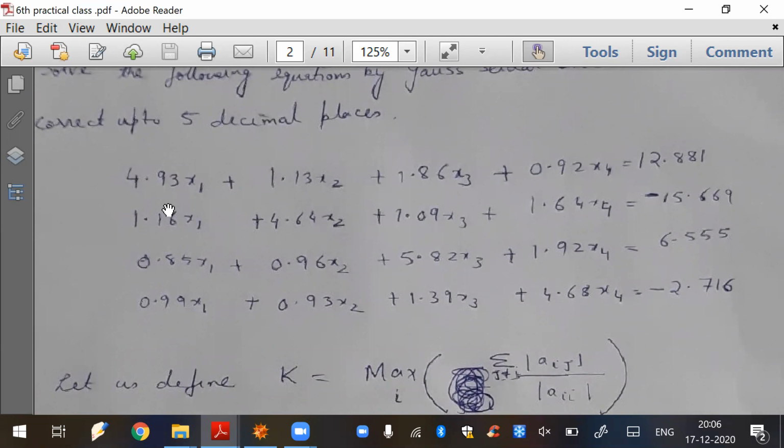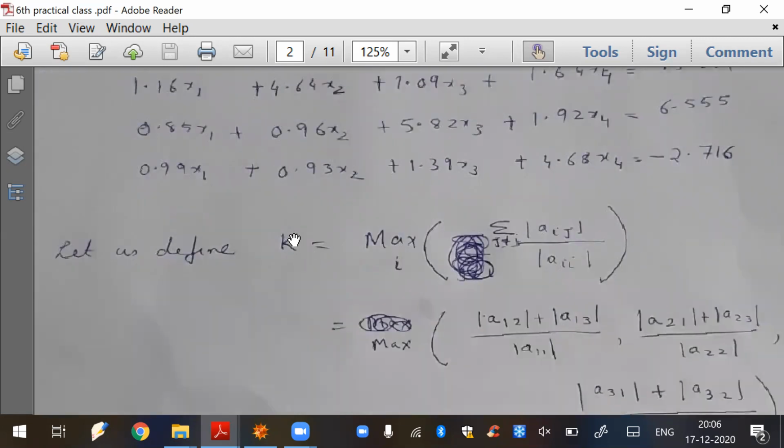You all know how we can form the coefficient matrix from here. Once we get the coefficient matrix, its elements should satisfy the condition of diagonal dominance. What is the condition expressed as? Let us take a constant k, equal to the maximum over i of the summation over j not equal to i of mod of a_ij, and in the denominator mod of a_ii. What is this a_ij? These are nothing but the elements of the coefficient matrix.